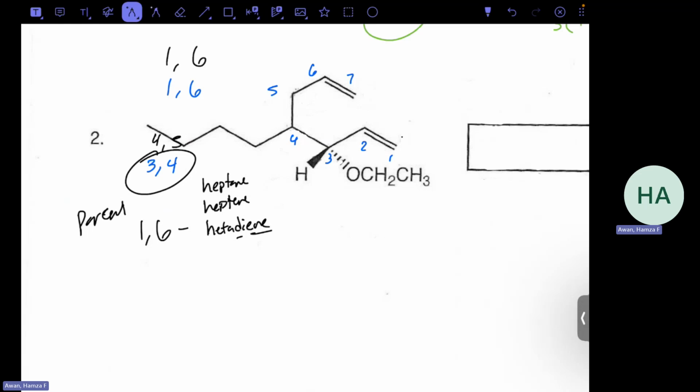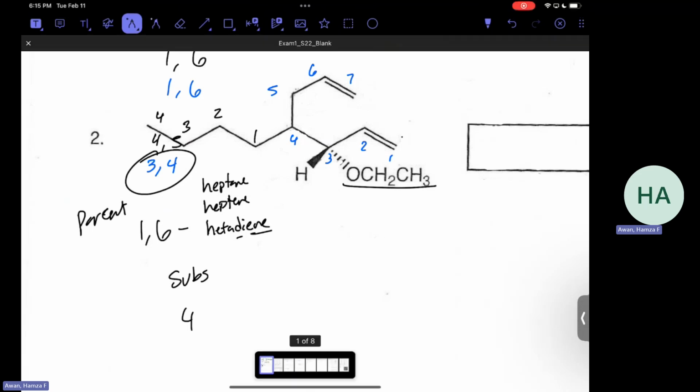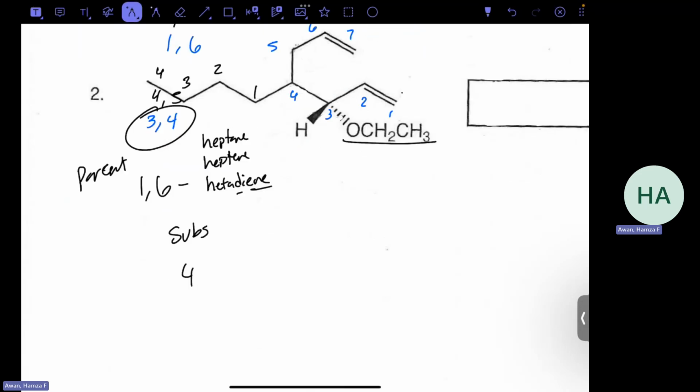And so now as we keep going, we can start naming our substituents. So subs, right? I'll come back to this sub. First, on carbon 4, we have a 1, 2, 3, 4 carbon substituent. This is a butyl group, so 4-butyl.